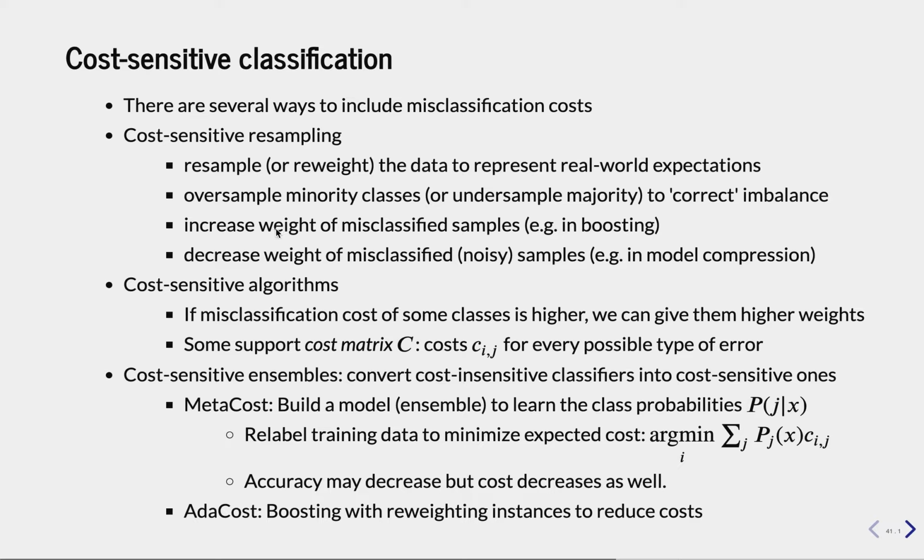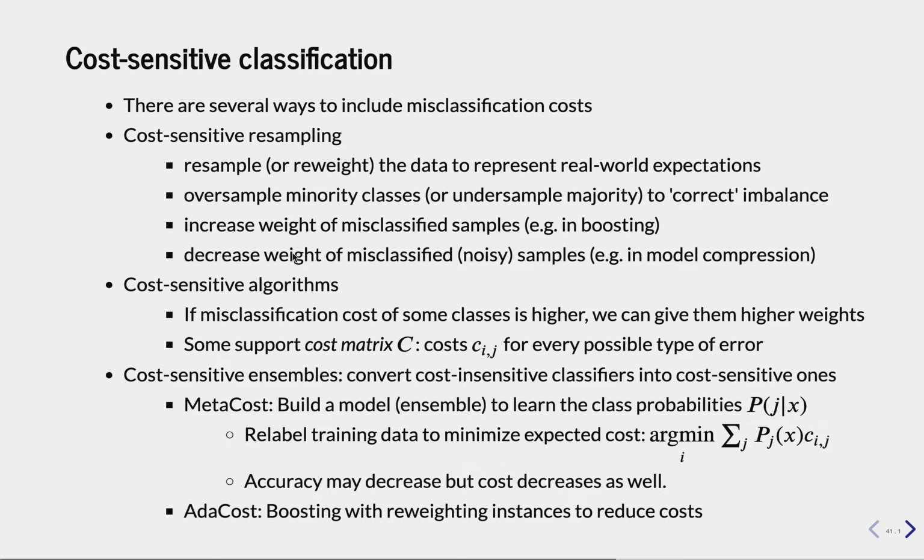Another thing you can do is to increase the weight of the misclassified samples. So say that you don't have an a priori way to sample or weigh data points. What you can do is first build a model, see which points are misclassified, and then in the next iteration give them more weight so that the next model is more likely to get those points correctly. This is basically the idea behind boosting, which is an ensembling method that we'll discuss in the next lecture.